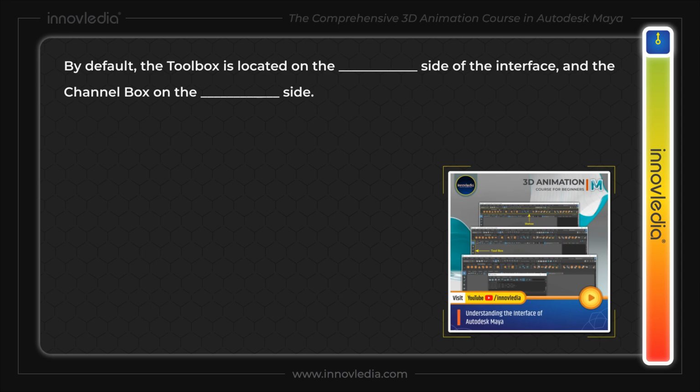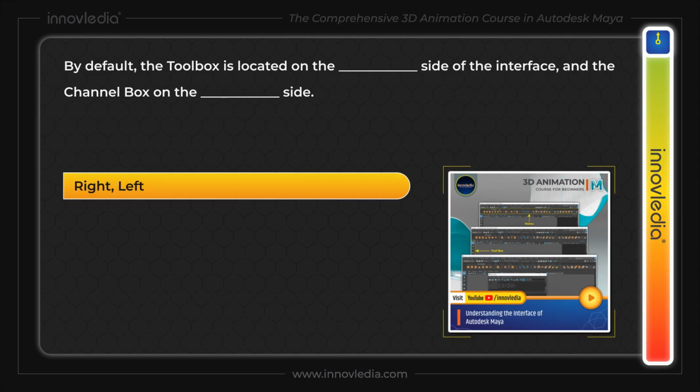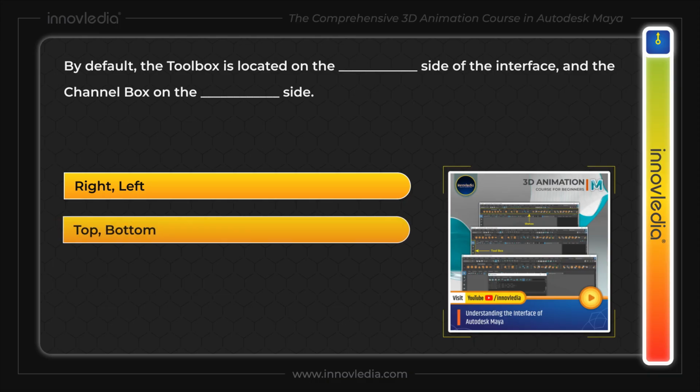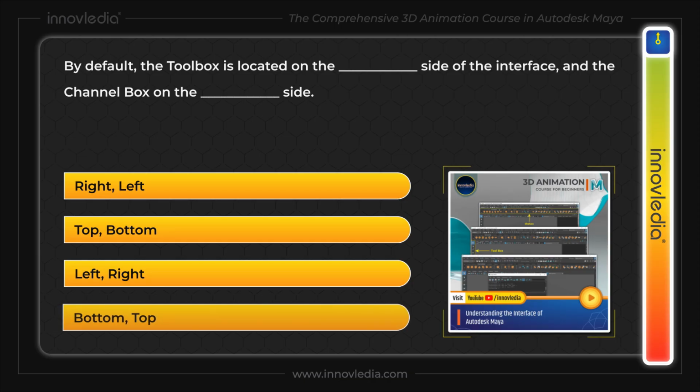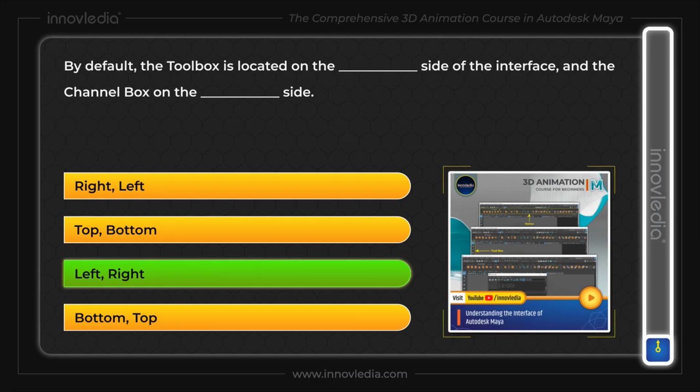By default, the toolbox is located on the blank side of the interface and the channel box on the blank side. The options are right, left, top, bottom, left, right, bottom, top. Your time starts now. And the correct answer is left, right.